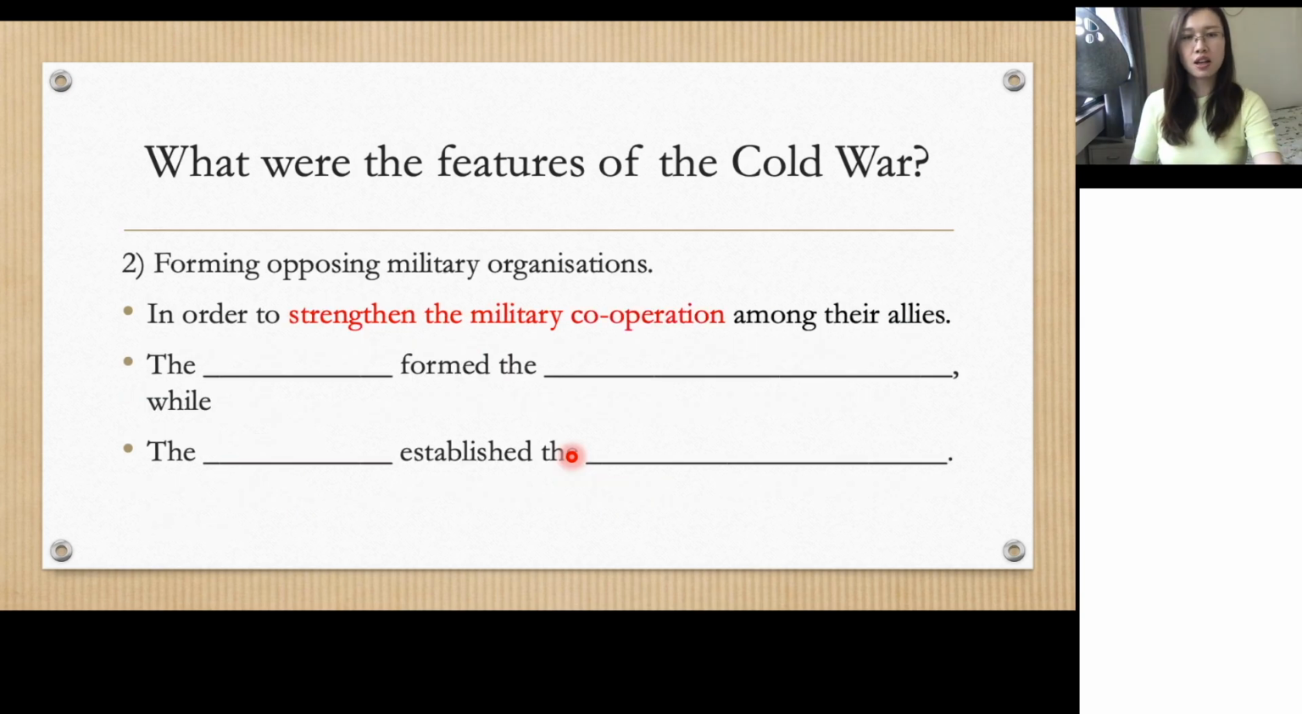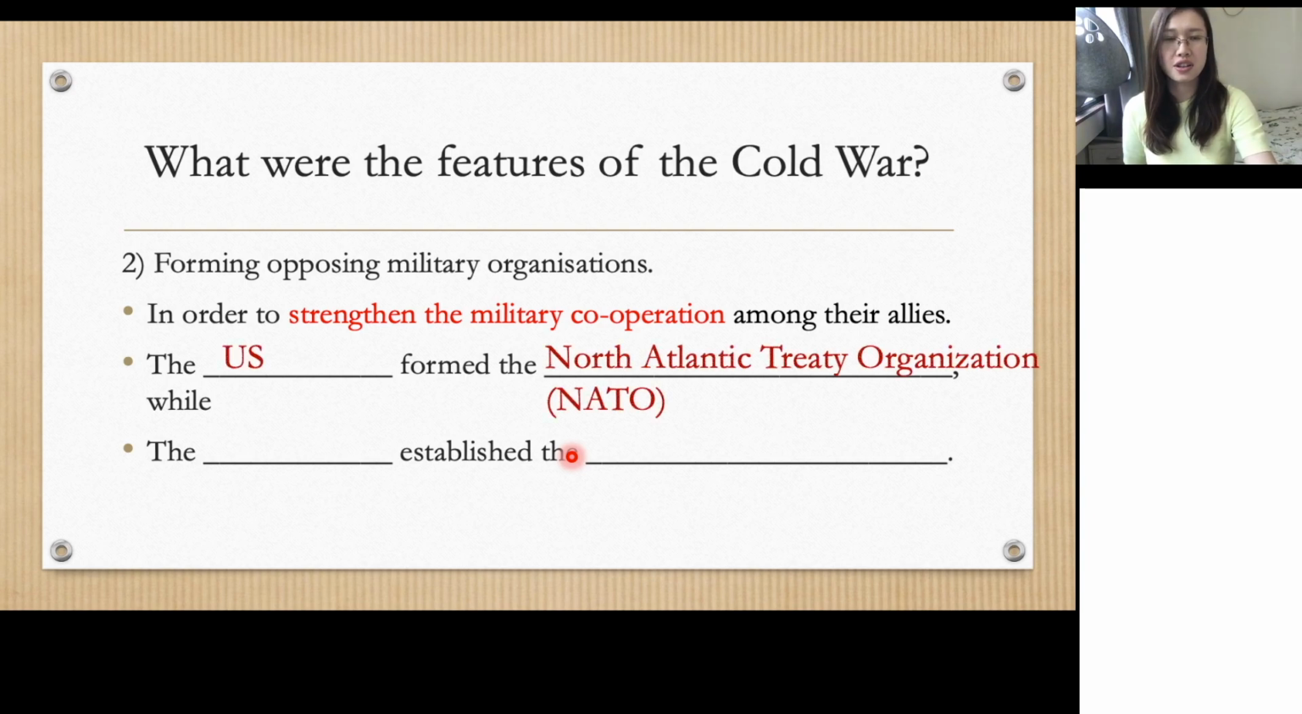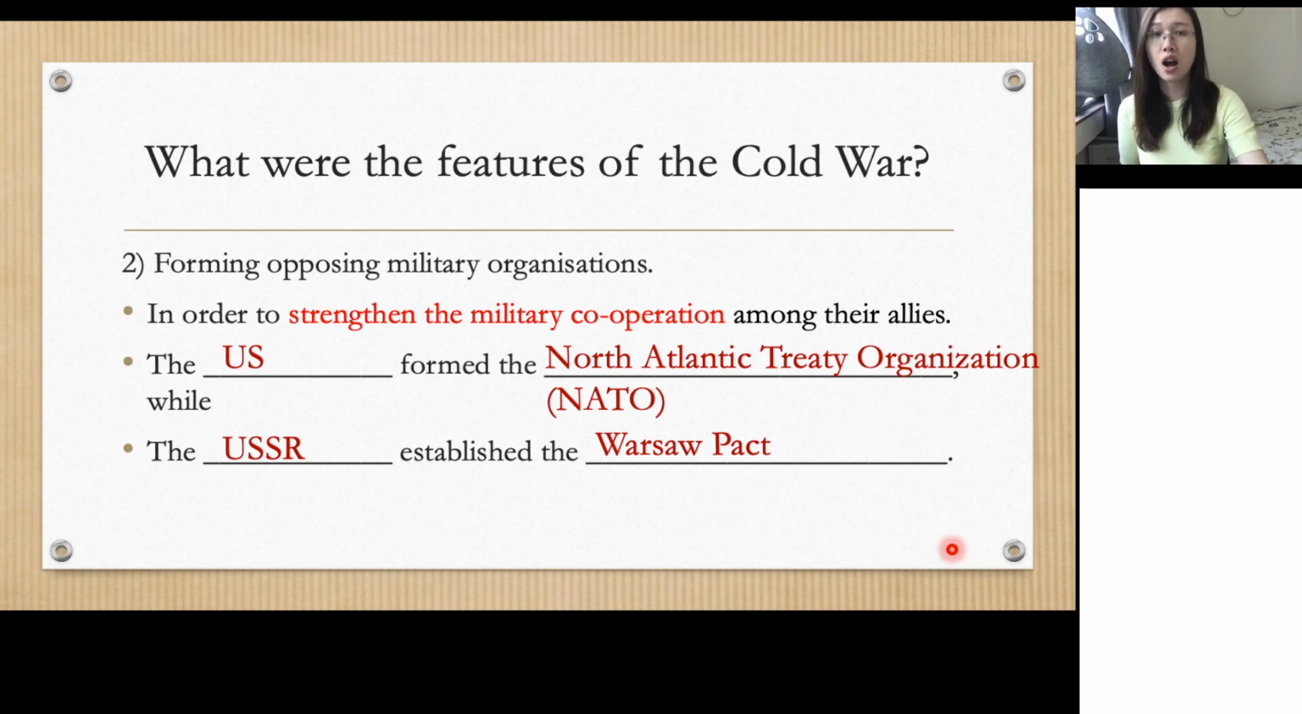Secondly, they formed opposing military organizations, so they still needed to contain each other. They still needed to threaten each other so that neither of them could promote further expansion, right? So the US formed NATO, the North Atlantic Treaty Organization. We still have NATO nowadays. It focuses more on collaboration among the countries. And the USSR established the Warsaw Pact. But actually, the Warsaw Pact was already dissolved after the dissolution of the USSR.